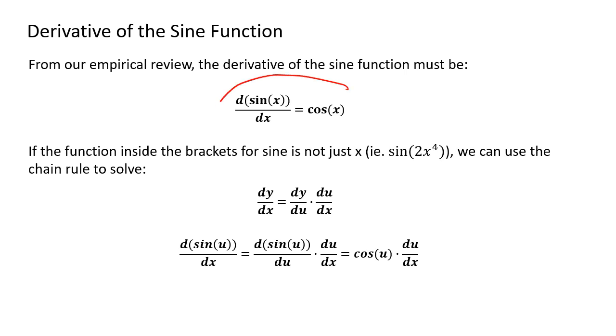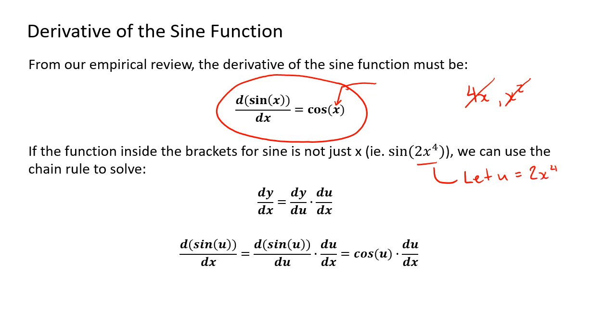So this first equation applies if it's just simply x. Not 4x, not x squared, okay? Just x. If you have something else in the brackets, let's say it's sine of 2x to the exponent 4, then remember back to derivatives, we can apply the chain rule. So what we do for the chain rule is whatever's inside the brackets, we can assign it a letter like u. So we can say let u equal 2x to the 4.